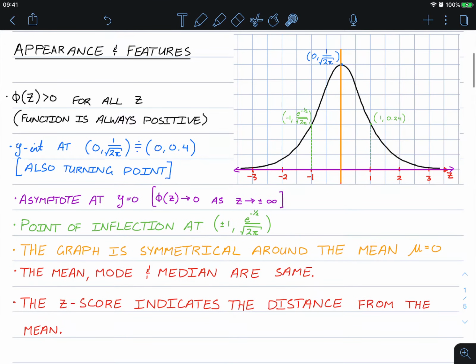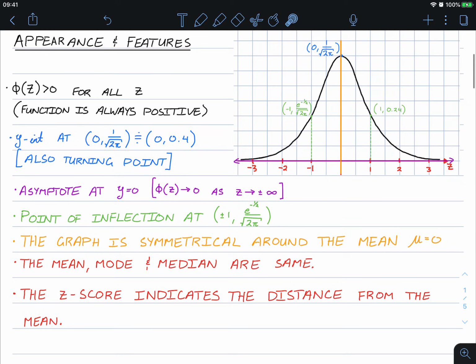The graph is symmetrical about the mean. The mean, mode, and median are the same, so that point there at x equals 0 is the mean, mode, and median. And lastly, the z-score indicates the distance from the mean. So 1 is a distance of 1 from the mean. 2 is a distance of 2 from the mean, and so on. We'll put more importance on this distance later on.